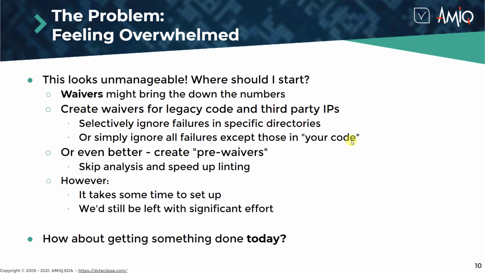Or even better, we could create some pre-waivers that get applied upfront and entirely skip the analysis of some parts of the code, therefore leading even to some lint time improvements. However, all this takes some time to set up and maintain, and we'd probably still be left with a significant amount of failures. So how about getting something done today?